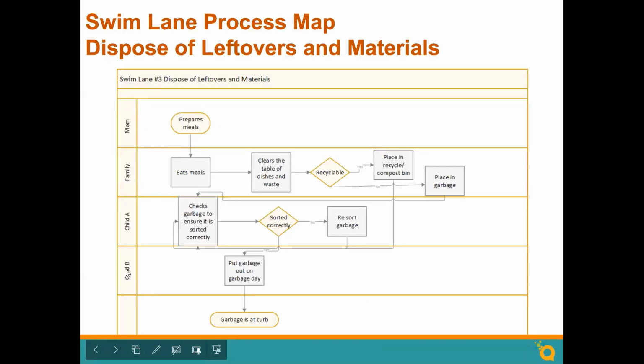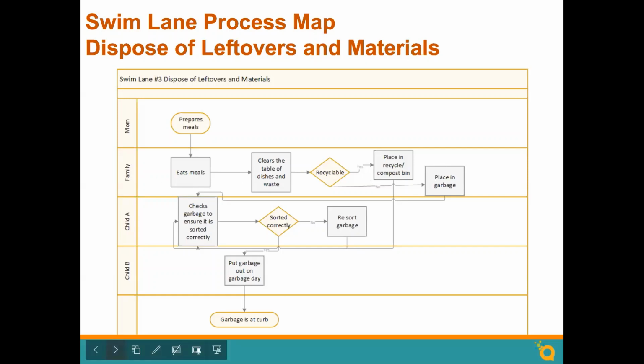If I were child B, or sorry, child A, I'd probably have a bit of an opinion about how much more I was doing than child B. That may be part of the conversation that comes out. You'll begin to see that there's some circular process in here where things are happening more than once. And it seems like putting out the garbage is pretty simple, so we probably don't have a lot of opportunity there, but this clears the table, places it in the recycle bin, places the garbage. There's a lot of steps in here that the family is responsible for. This might suggest that there's an opportunity for improvement.